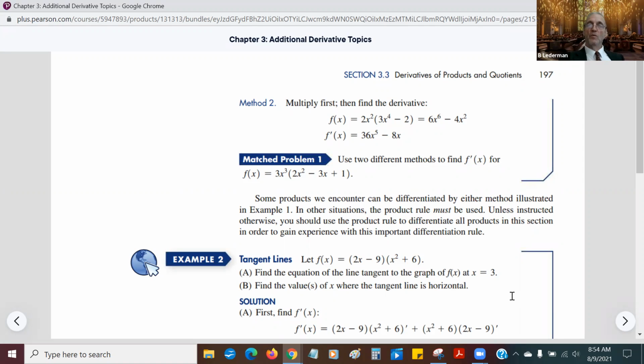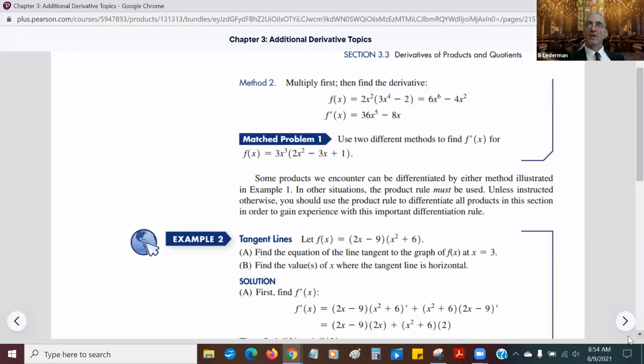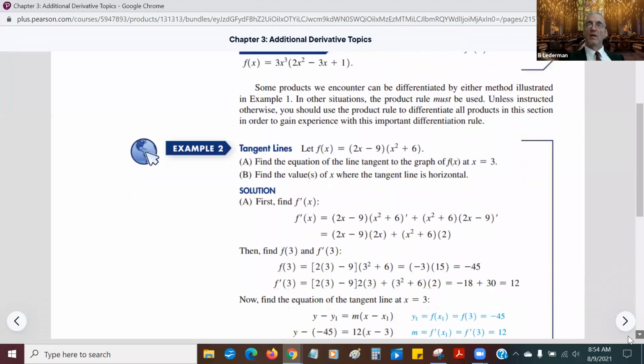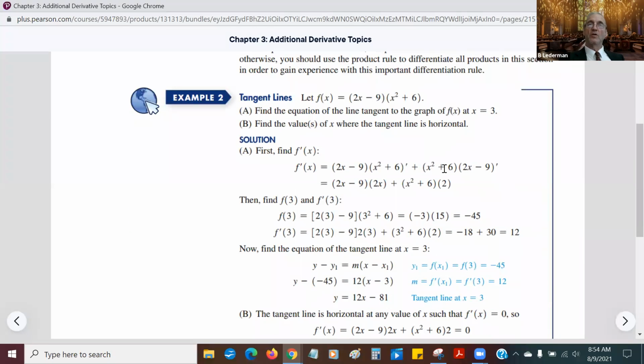Now, here we want to find a tangent line. Again, I could just multiply these out, like FOIL it out if I wanted to, but I don't. I'm going to use the product rule. So what do we want here? We want to find the equation of the tangent line to the graph at x equals 3. That's question A. Question B is find the values of x where the tangent line is horizontal. And we'll get to B.